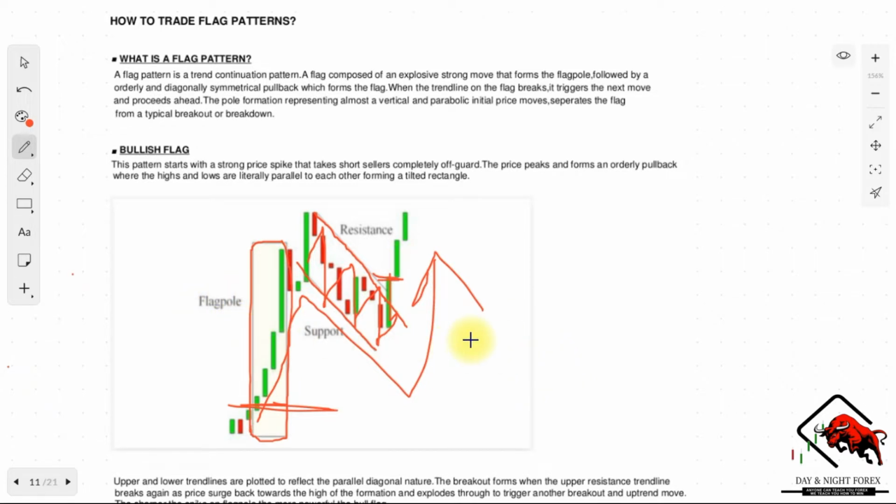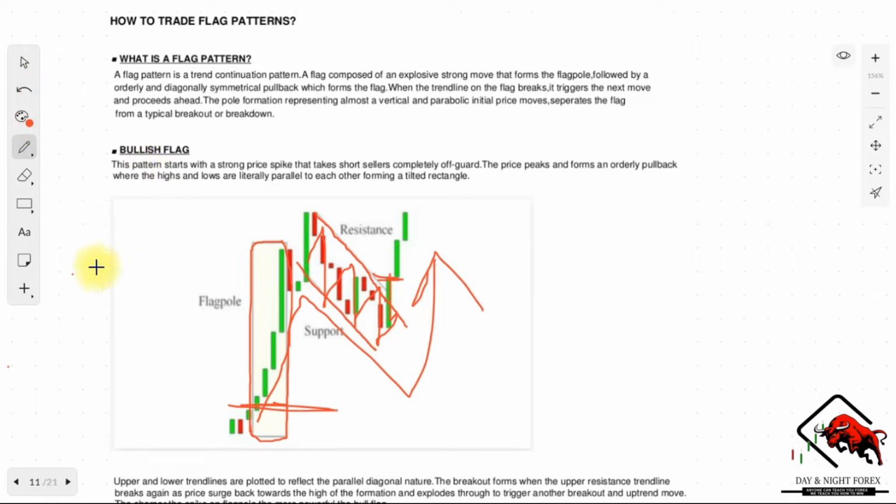So when the trend line of the flag breaks, the trend line to the top, because remember this is a bullish continuation pattern that we're looking at right now, it triggers the next move ahead. The pole formation represents an almost vertical and parabolic initial price move, which separates the flag from a typical breakout or breakdown. So it can be in a bullish or a bearish market. This is a bullish flag that we're taking a look at right now.